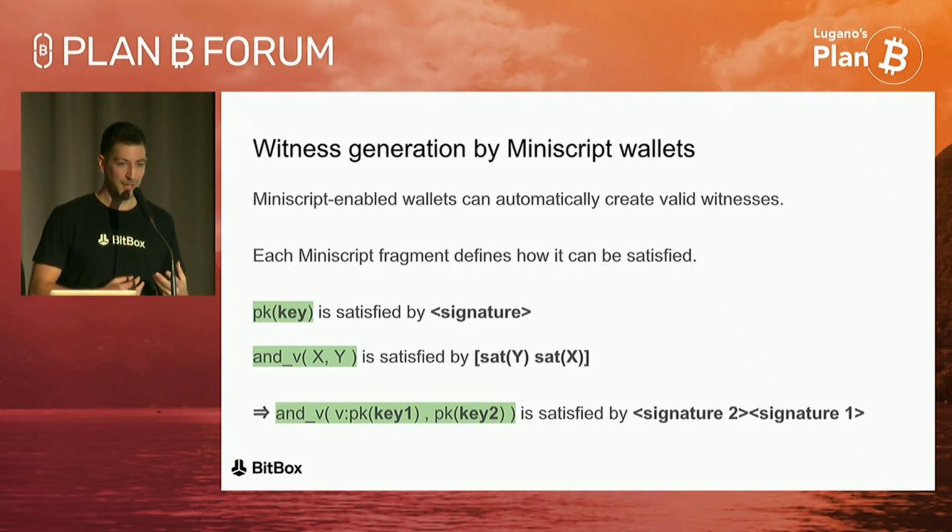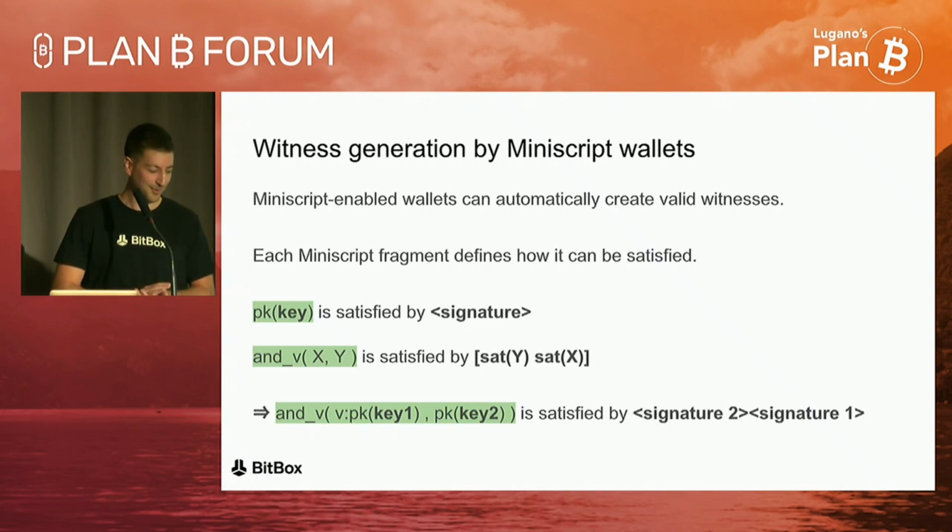And then higher level fragments define their satisfaction in terms of the sub-expressions. For example, AND of X and Y means you have to satisfy both of them. So the satisfaction of this is in itself the satisfaction of X and Y. So if you have, for example, an AND of two keys, like a 2 out of 2 multisig basically, then the satisfaction automatically becomes the two signatures. And this composes very nicely. If you have many nested fragments that express a very complicated policy, the wallet can do this automatically, recursively, and figure out how to construct the witness and what it needs.